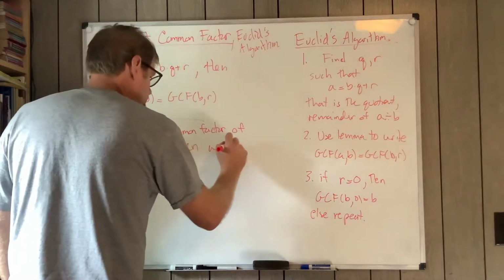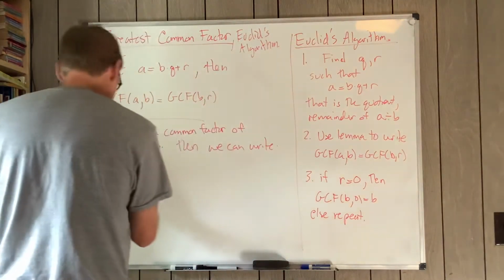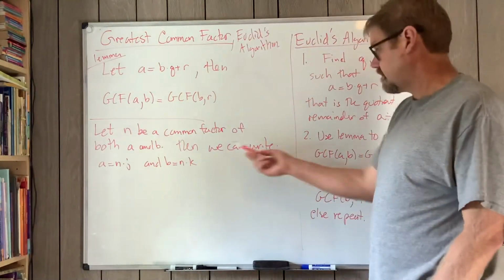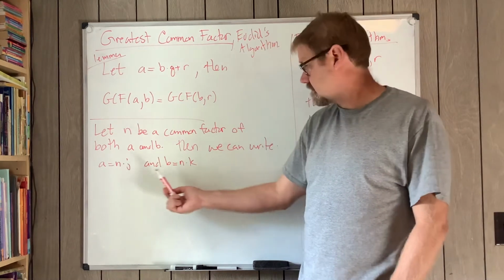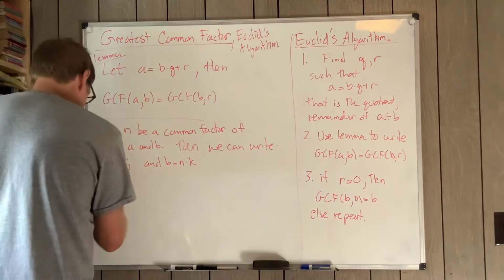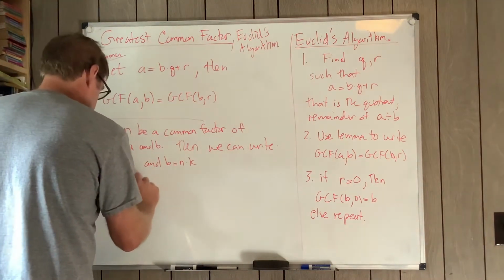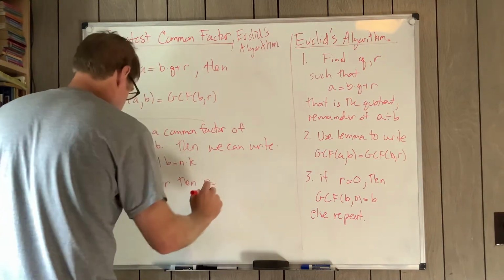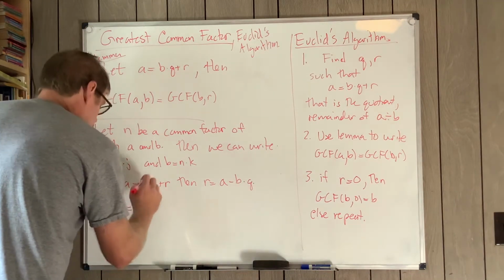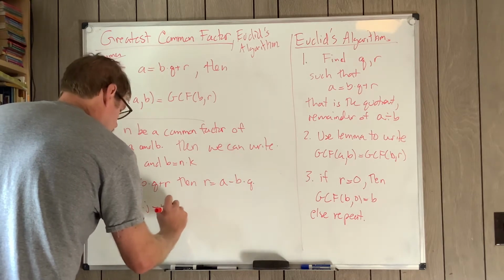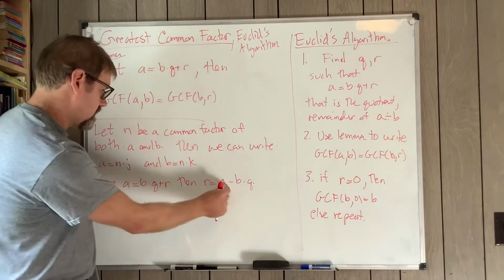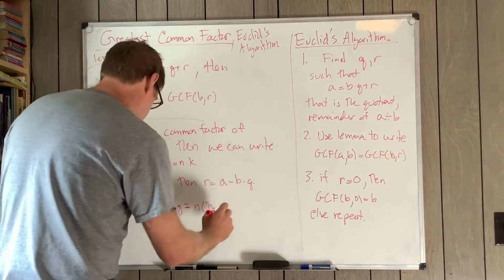Then we can write A equals n times j, and B equals n times k. So there's a common factor. I can write each one of them as n times the other factor, which I'm calling j in this case and k in this case. Since we have A is B times Q plus R, then R is A minus B times Q, or R equals n times j minus n times k times q. All I'm doing here is plugging in n times j and n times k, and there's a common n which I'm just going to factor out.